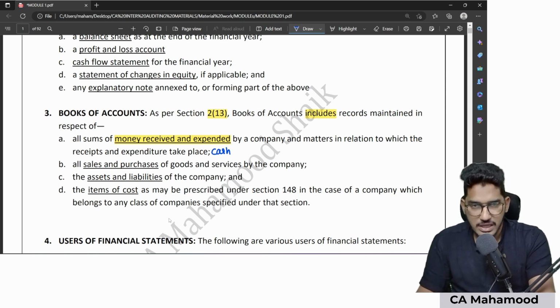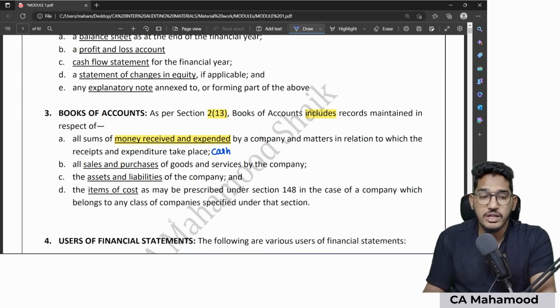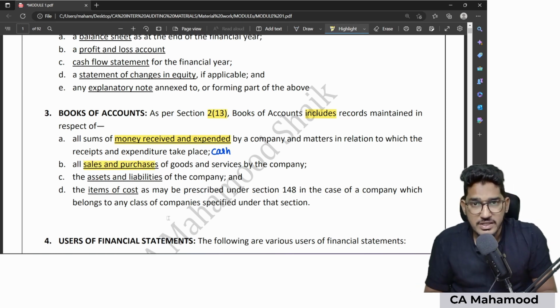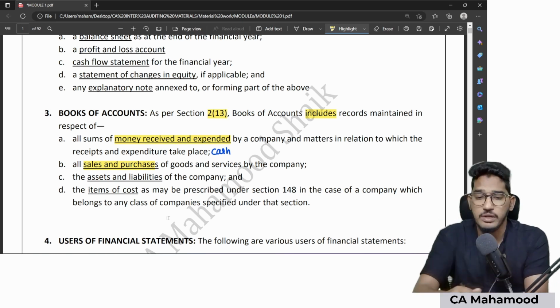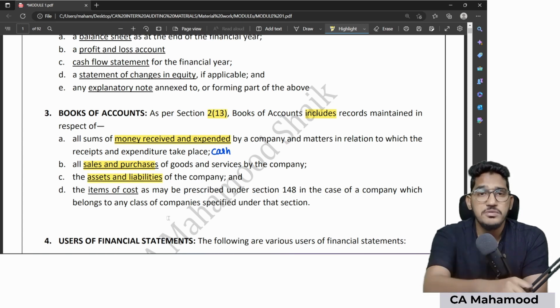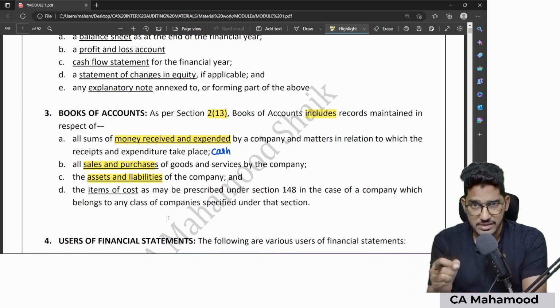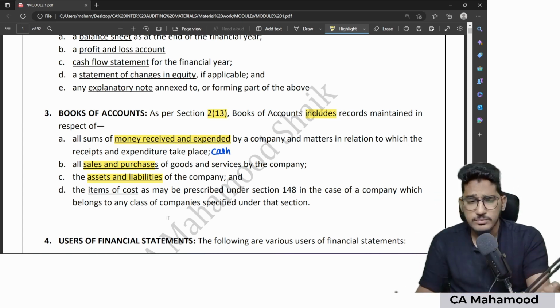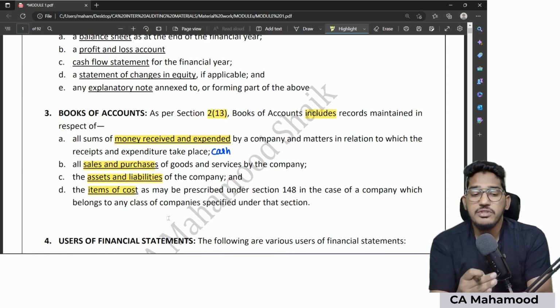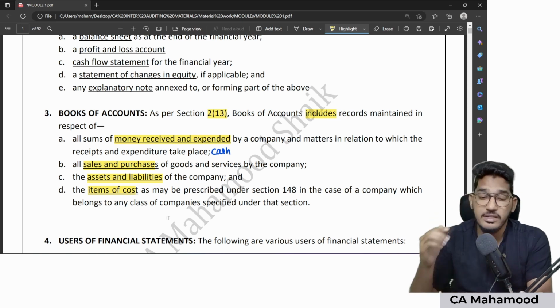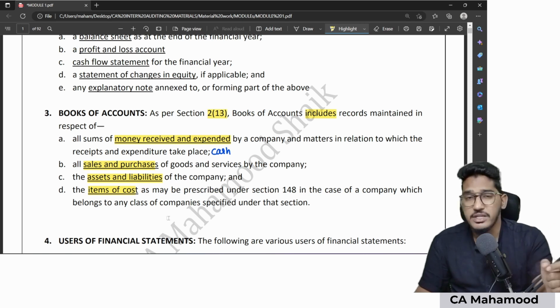And even books of accounts includes records which are maintained for recording the details relating to sales and purchases. Whatever records an entity is maintaining for recording the details of sales and purchases, those books also will come under books of accounts. And records maintained in respect of assets and liabilities of the company. Whatever records which an entity is maintaining to note down the details of assets and liabilities, that also will come under books of accounts. And then finally, the items of cost as may be prescribed under section 148 in the case of a company which belongs to any class of companies specified under that particular section, which is section 148.